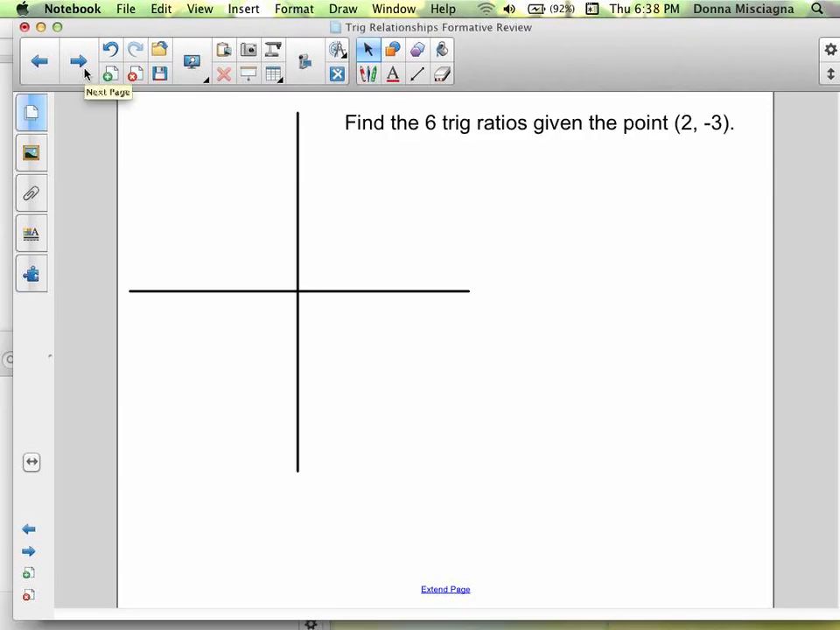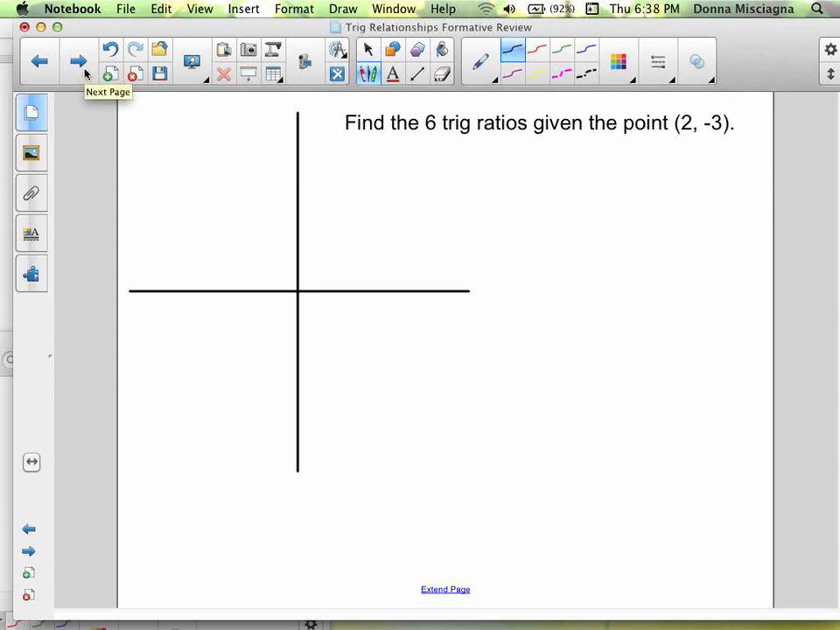So these problems were chosen to be similar to ones that you'll see on the formative or benchmark. Find the 6 trig ratios given the point (2, -3). If you don't have graph paper handy, you can just draw yourself a coordinate plane. It might be easier on graph paper. You don't have to do as much drawing.